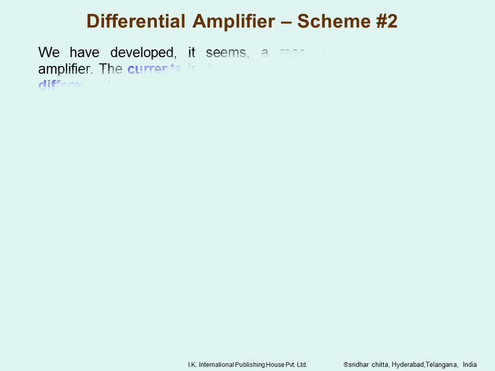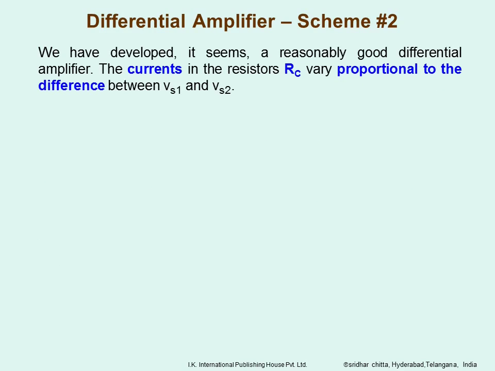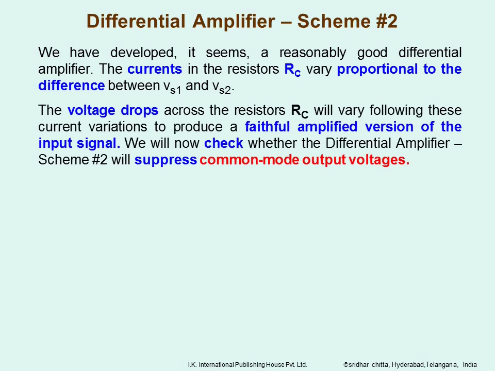We have developed, it seems, a reasonably good differential amplifier. The currents in the resistors RC vary proportional to the difference between Vs1 and Vs2. The voltage drops across the resistors RC will vary following these current variations to produce a faithful amplified version of the input signal. We will now check whether the differential amplifier scheme 2 will suppress common mode output voltages.